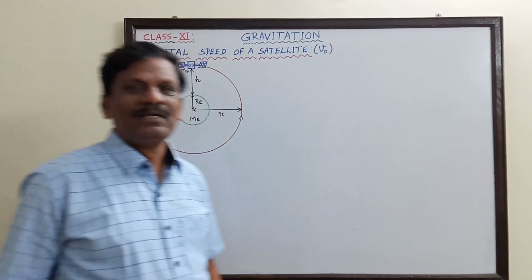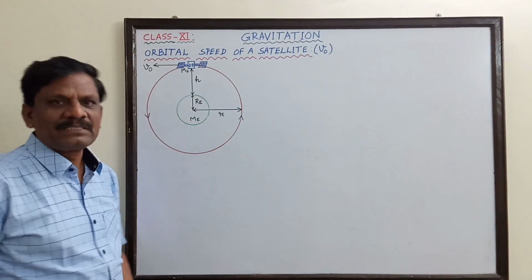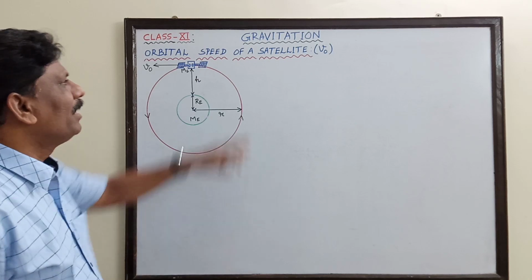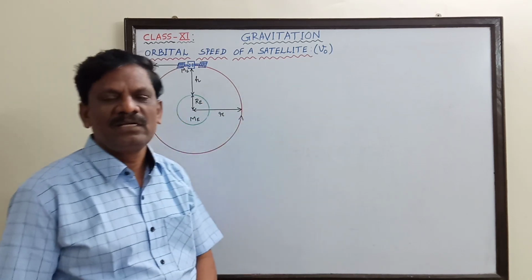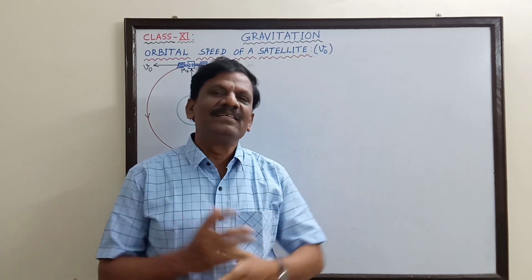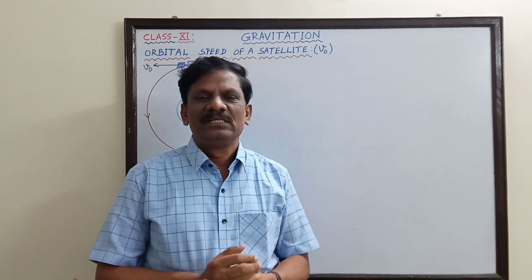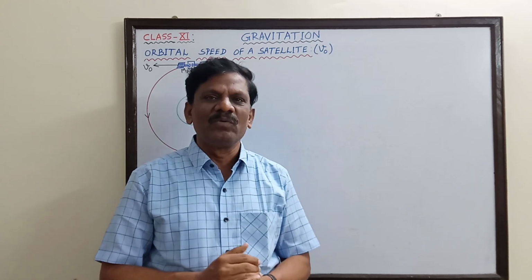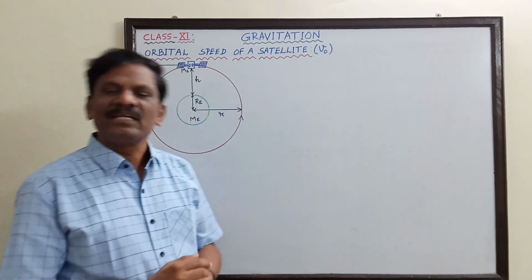Hi students, now we are going to derive an expression for the orbital speed of a satellite. First of all, what is a satellite? A satellite is any object which revolves around a planet in a circular orbit.